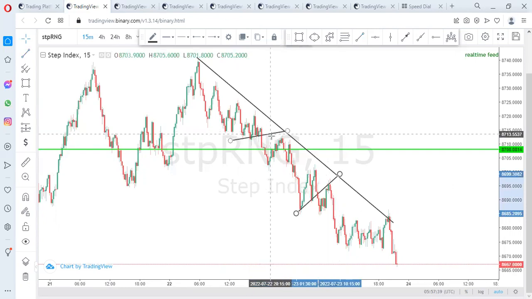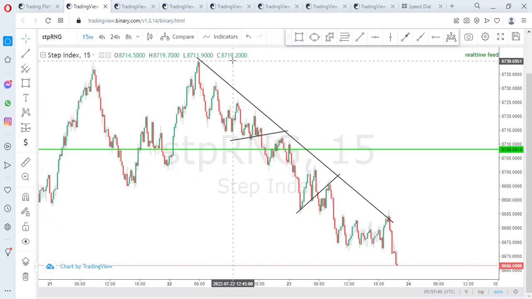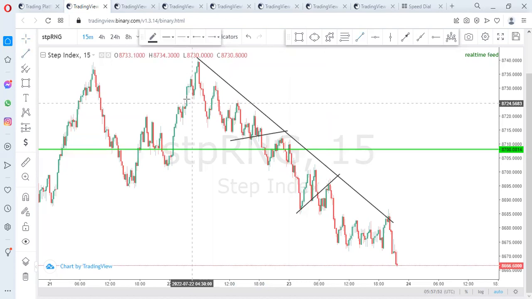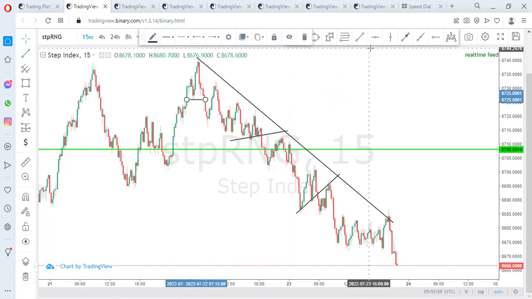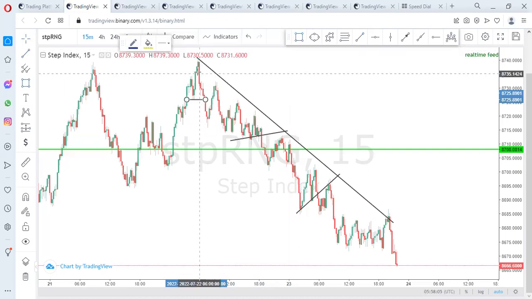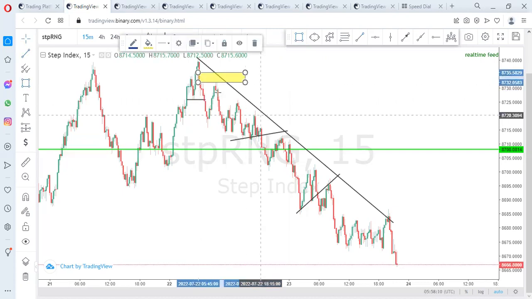Around here, but let me show you different entries you could have gotten in on step index. Immediately we have this break of structure around there, a 15 minutes break of structure. Price broke the structure, came back to mitigate this imbalance that we have here, and look at it, price started dropping.